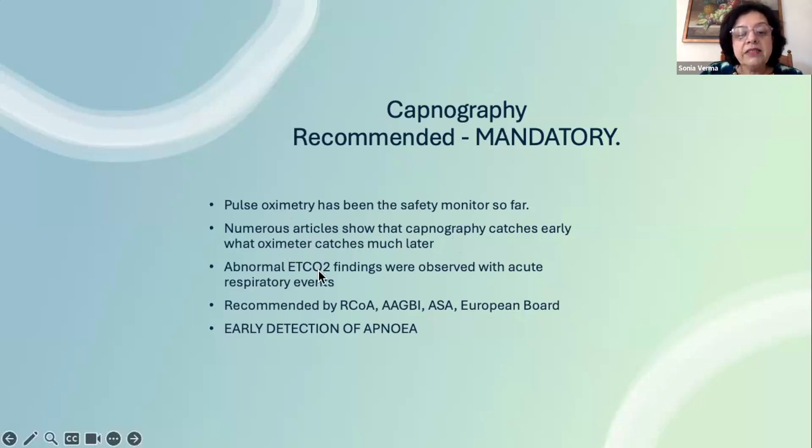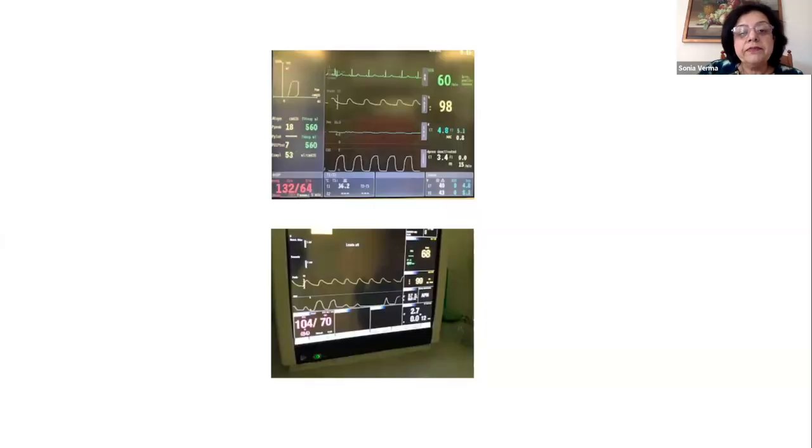Abnormal end-tidal CO2 findings are observed with acute respiratory events, which every anesthetist knows. This has now been recommended by the Royal College of Anaesthetists, the AAGBI of UK, ASA in America, and the European Board of Anaesthetists. It is for the early detection of apnea that we need capnography.